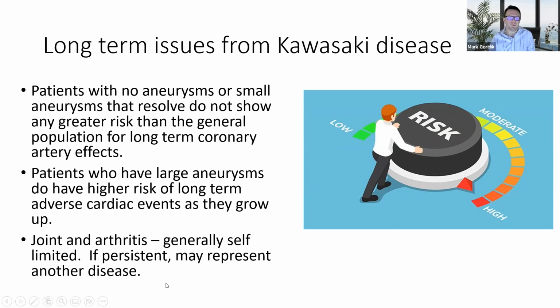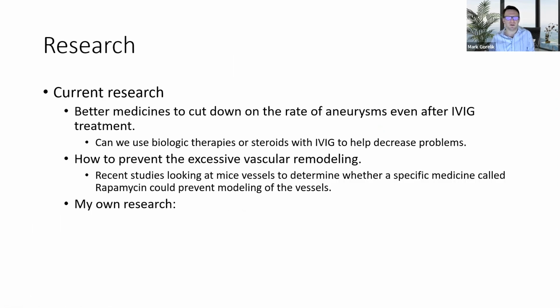And then finally, in some patients who get joint pain and arthritis, those patients tend to have limited, really self-limited joint pain and arthritis. And so if that is persistent, if a patient has joint pain for many, many months after Kawasaki disease, it may be that the initial diagnosis of Kawasaki disease was wrong, because Kawasaki disease really is a self-limited disease. It's acute, and that makes it different from other vasculitis syndromes for the most part, which are chronic diseases which require chronic therapy. Kawasaki disease is an acute disease that has long-term consequences in some patients, but it's not generally a chronic ongoing inflammatory process.